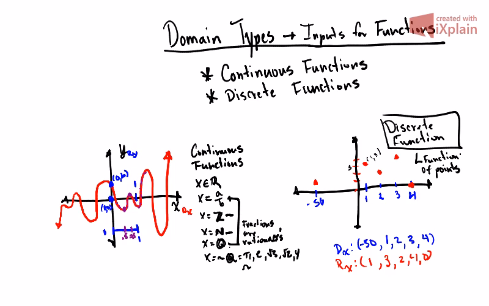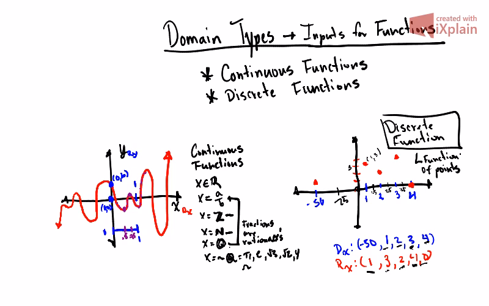No matter what, at negative 50, the y value is going to take on 1. At 1, the y value is going to be 3. At 2, it's going to take on 2. At 3, it's going to be 4, and at 4, 0. There are no other spots that I can plug in between. Negative 25 does not exist on this function. 0 does not exist on this function. 1.5 cannot exist on this function. 2.5 cannot exist, and 3.5 cannot exist on this function.